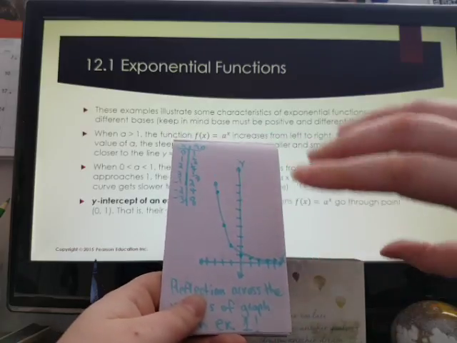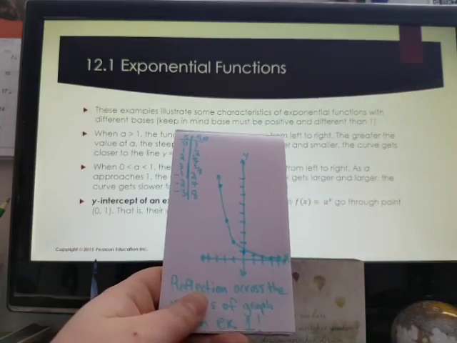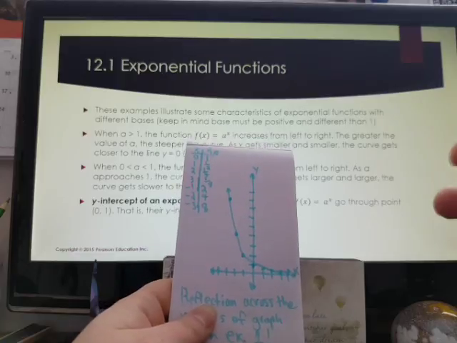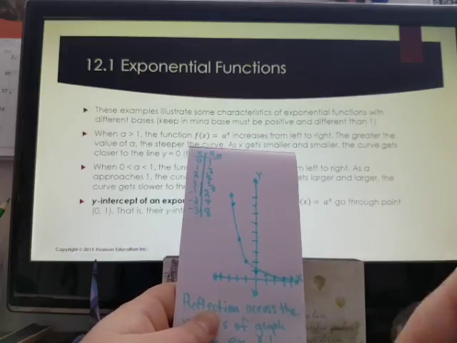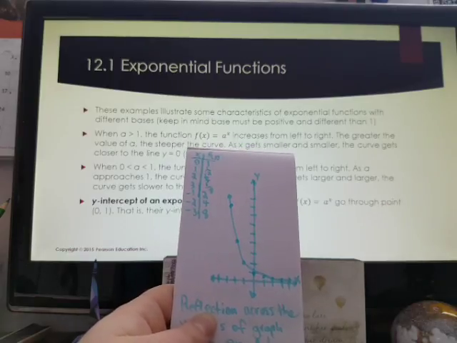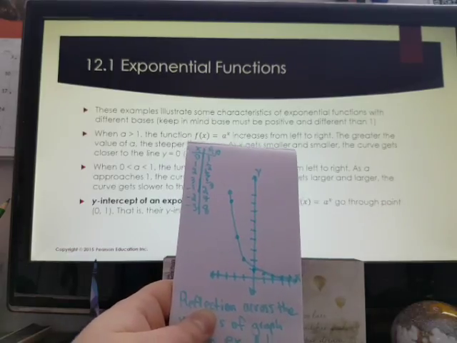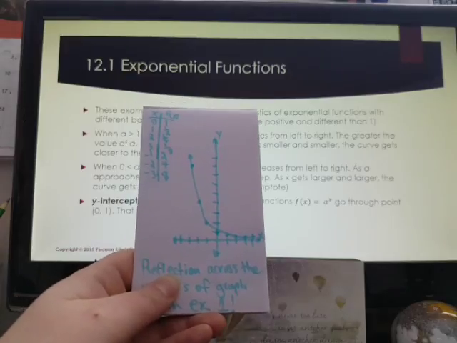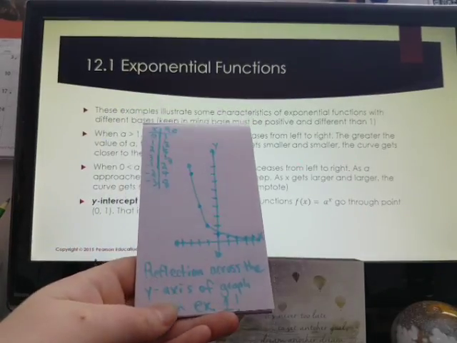And as your a value approaches 1, so as it gets closer to that 1 value, the curve becomes less steep. As x gets larger and larger, the curve gets closer to the line y is equal to 0, which is the asymptote, or the x-axis.